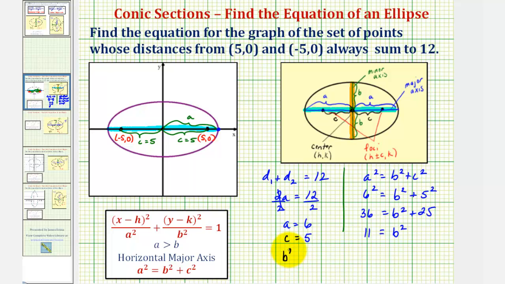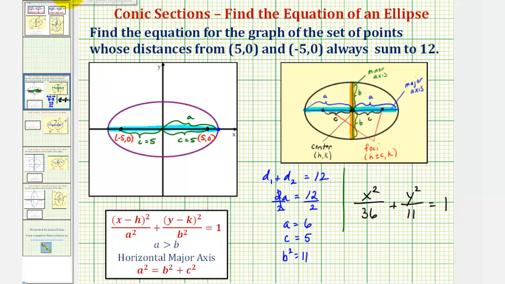So now that we know b squared equals 11, we can find the equation of our ellipse. Remember, the center is at the origin, or the point (0, 0). So for our equation, we would just have x squared divided by a squared, where if a is 6, we have 6 squared, or 36, plus, again, if k is 0, we have y squared divided by b squared, which we just found to be 11, equals 1. This should be the equation of the ellipse that satisfies the given conditions.